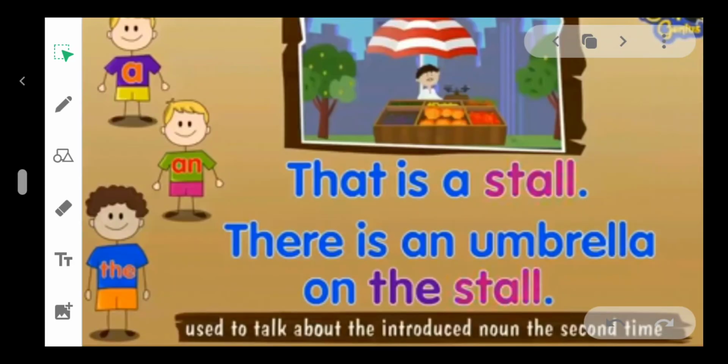Next, look at these sentences. That is a stall. There is an umbrella on the stall. In these sentences, articles a and an are used with singular nouns, and the is used to introduce the noun stall a second time.